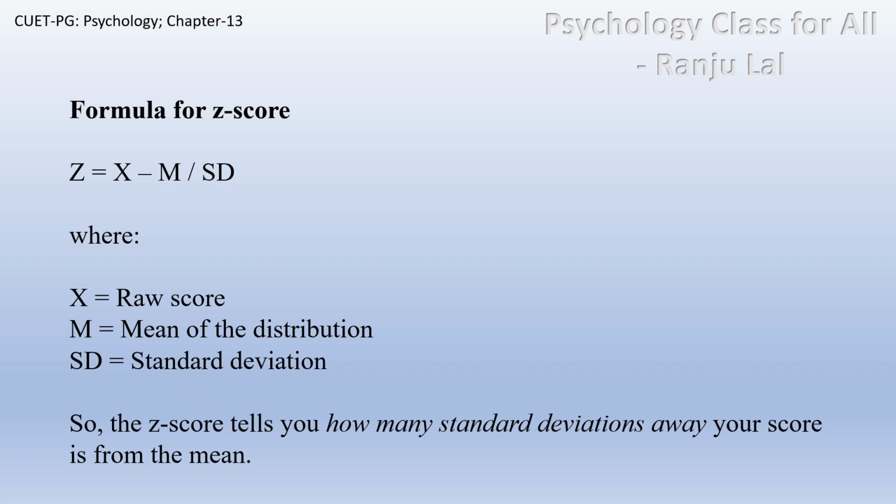Let's learn about the formula for Z score. Z is equal to x minus m divided by SD, where x stands for any raw score, m stands for mean of the distribution, and SD stands for standard deviation. So the Z score tells us how many standard deviations away we are scoring from the mean.